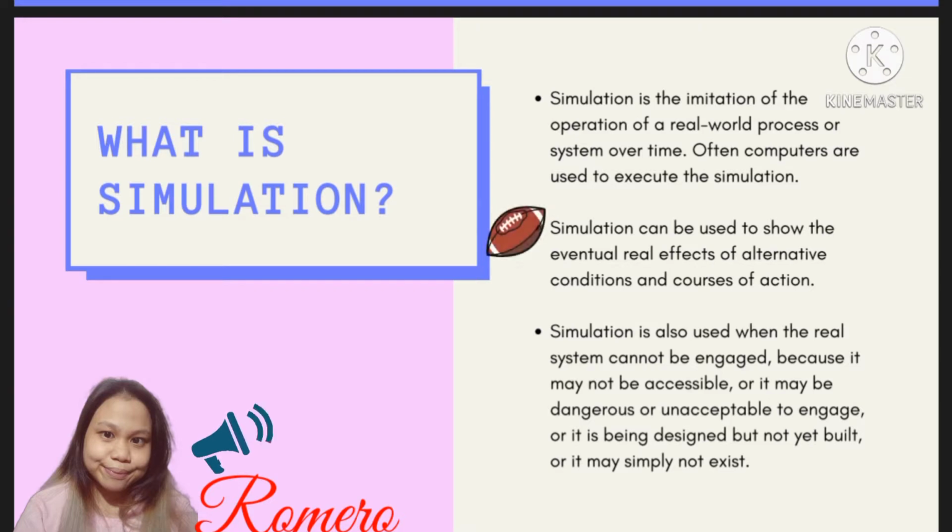By mimicking the behavior of each part of the process as it interacts with other parts, you can understand how the whole system will perform and try alternative ways to provide resource capacity or innovative ways to improve performance. Simulation is also used when the real system cannot be engaged because it may not be accessible or it may be dangerous or unacceptable to engage. Or it is being designed but not yet built, or it may simply not exist.